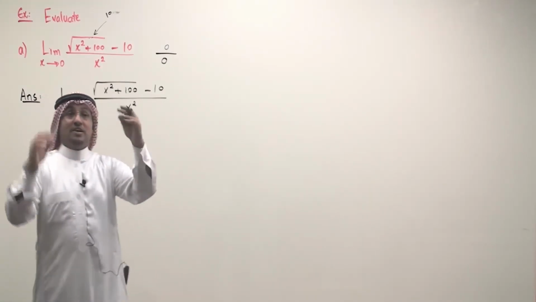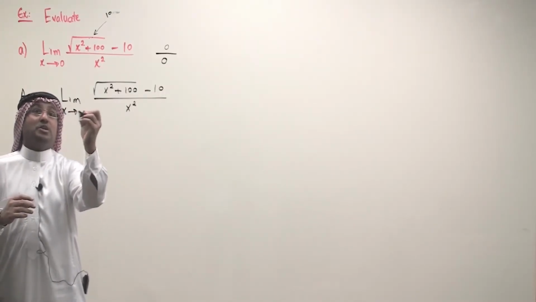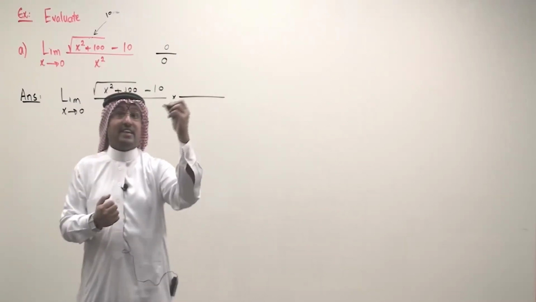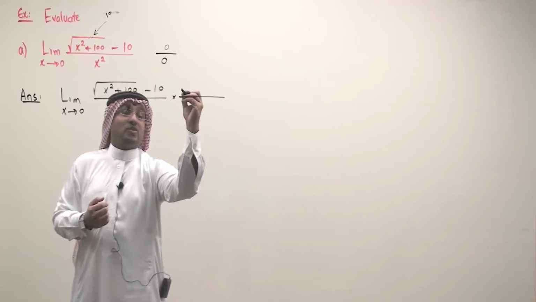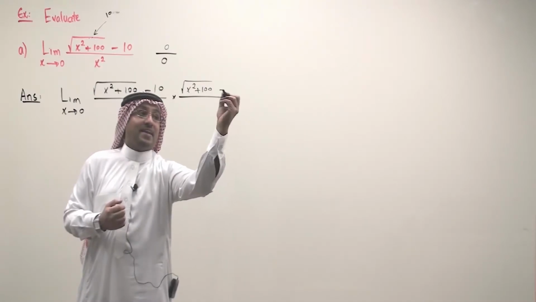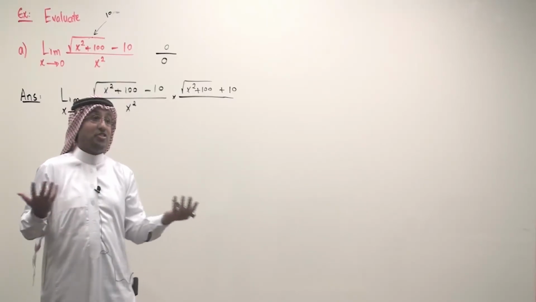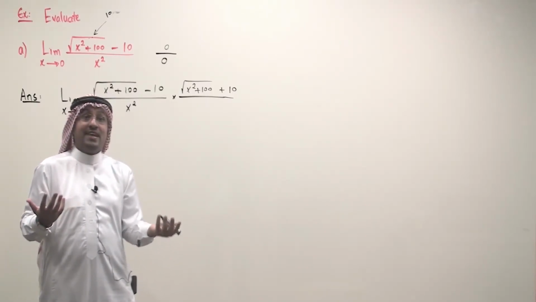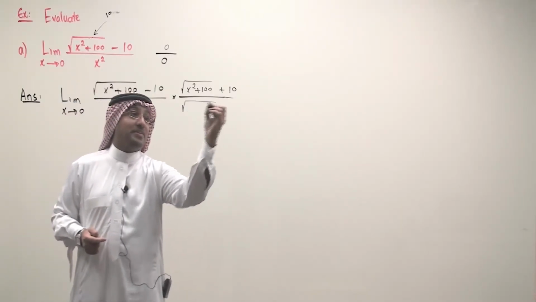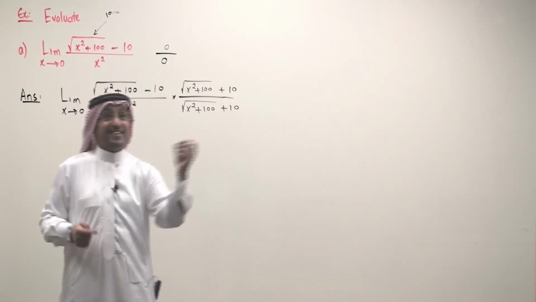In order to free this quantity, free the numerator from roots, I'm going to multiply the numerator by its conjugate. Its conjugate is the square root of x squared plus 100 plus 10. You see the plus here, so that when I multiply them, it becomes just a difference between two squares, and the square is going to simplify the root. So divided by the same quantity, of course, because I'm multiplying just by 1. I'm not changing the quantity.